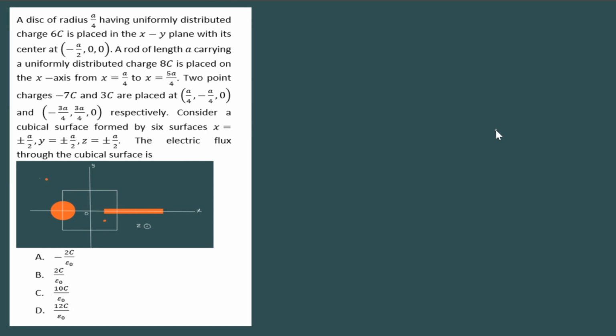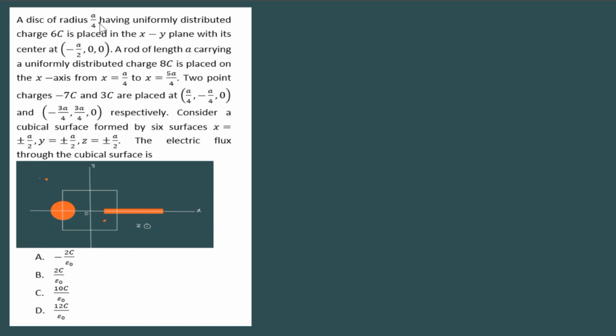Hello. In this problem, charges were distributed in and around a cube. The side of the cube is A. Okay, so we will have to go through the details in the question. I think the question is looking at the electric flux through the cubical surface. So let's understand the question here.